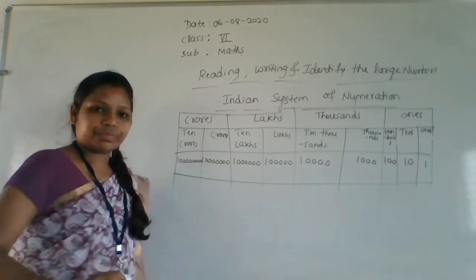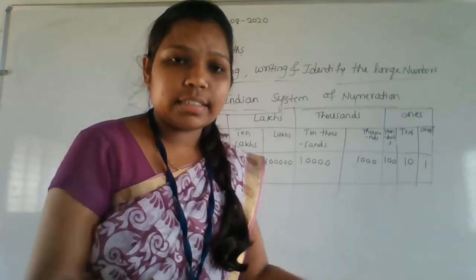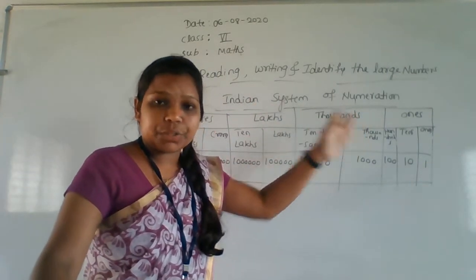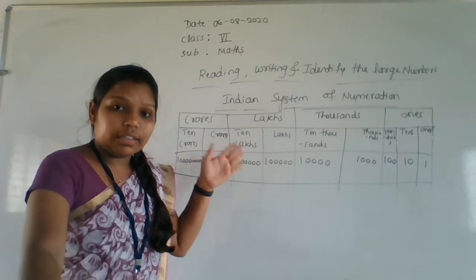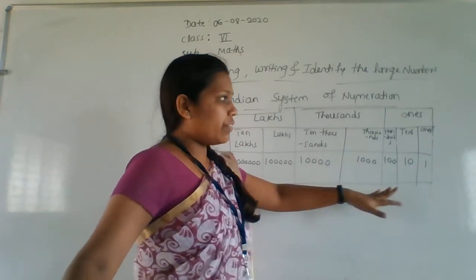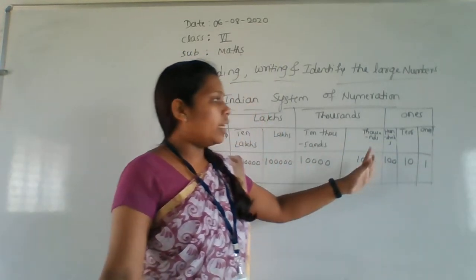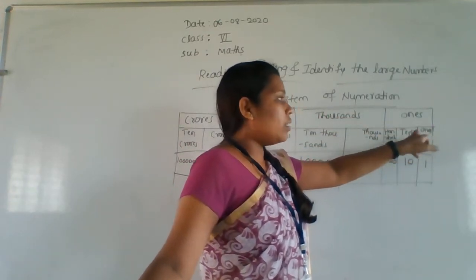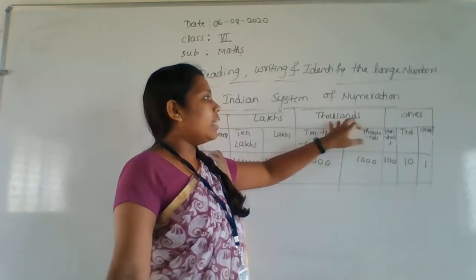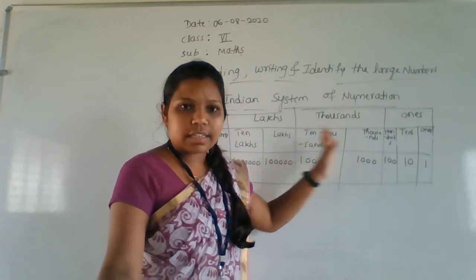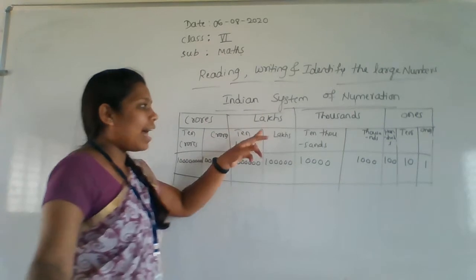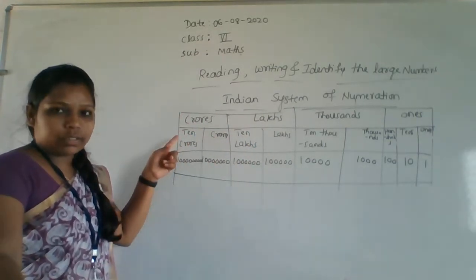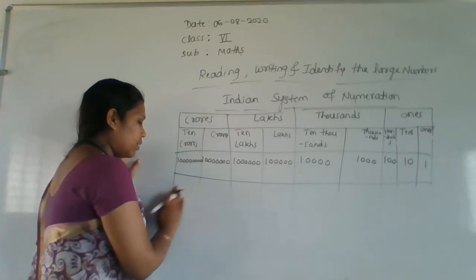See here. Okay, so this is what we call the Indian system of numeration. Okay, so first we have ones, tens, next hundreds, thousands. In the ones place we have ones, tens, hundreds. Okay, in the thousands we have thousand as well as 10,000. In the lakh we have lakh as well as 10 lakh, and in crores 10 crores is there. Okay, I'll give you an example here.